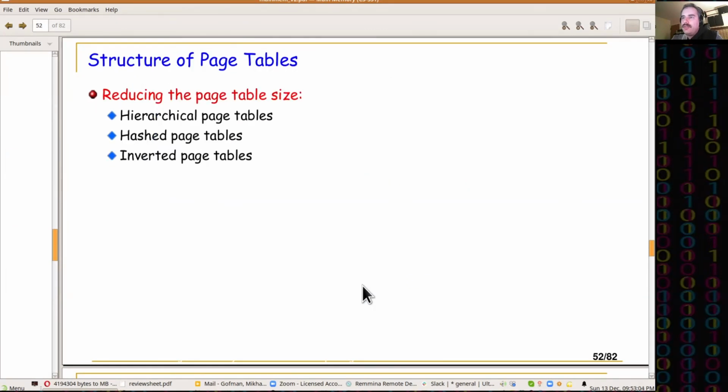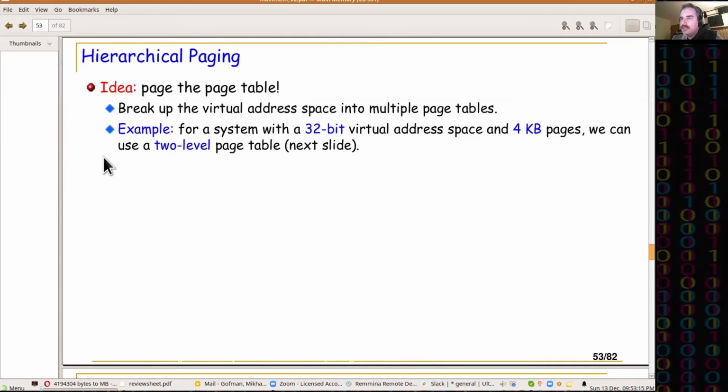So there are 3 different kinds of page tables besides the traditional linear page table, which are hierarchical page tables, hashed page tables, and inverted page tables. Let's take a look at the hierarchical page table. The basic idea behind the hierarchical page table is that in order to reduce the amount of contiguous memory that we need to store a page table, we're going to split one big flat page table into a page table that has multiple levels.